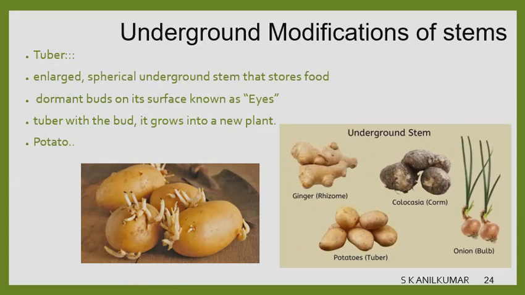That is why if you leave a potato at home in an open space with enough temperature and moisture around, after a few weeks you will find that germination happens. That means the buds grow into shoots. The tuber with the bud grows into a new plant. On these eyes, the tuber grows into a new plant. Shoots come up. This is the potato.